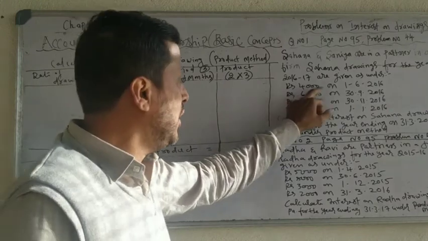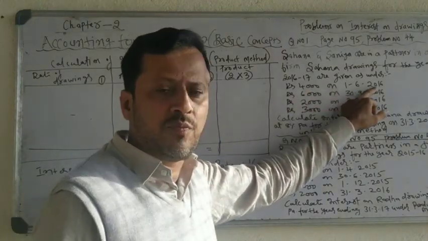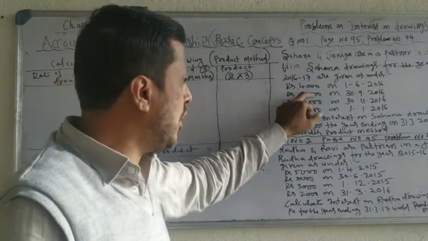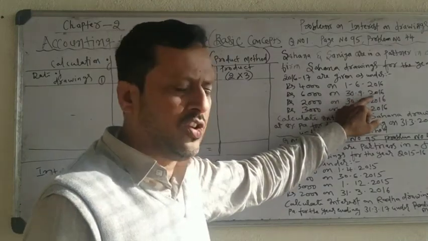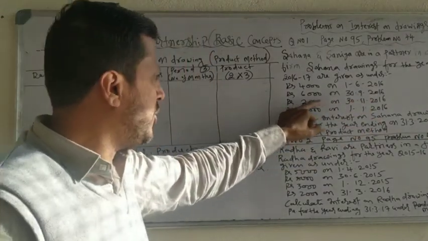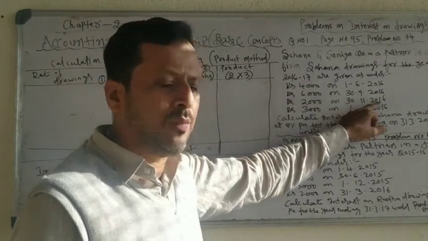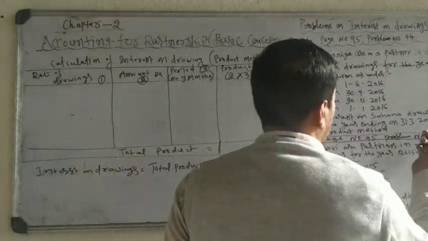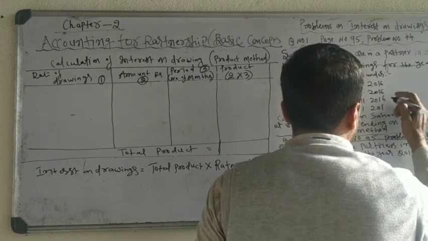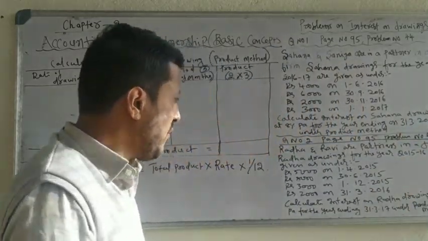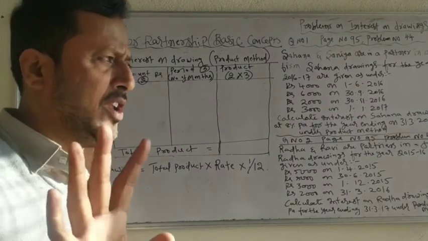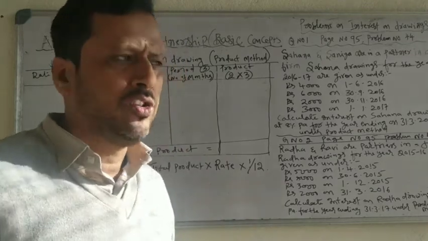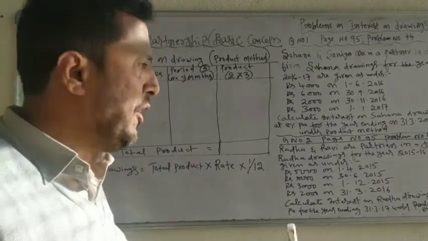4,000 rupees she has withdrawn on 1/6/2016. 6,000 rupees she has withdrawn on 30/9/2016. 2,000 rupees she has withdrawn on 30/11/2016. And 3,000 rupees withdrawn on 1/1/2017. So she has made 4 drawings in a year, from 1st April 2016 to 31st March 2017, on different dates.